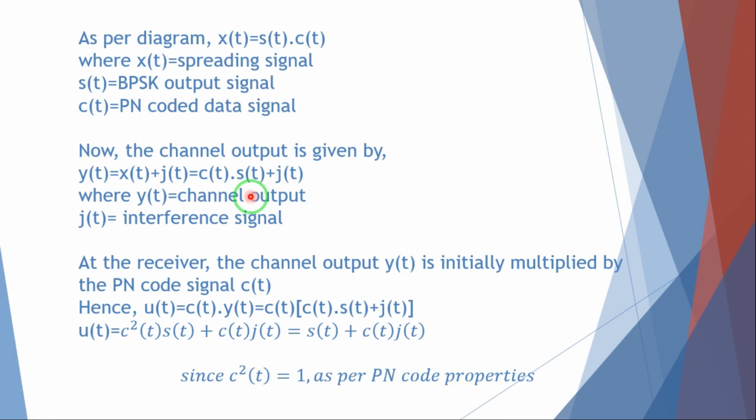At the receiver, the channel output Y of t is initially multiplied by the PN code C of t. So U of t is equal to C of t into Y of t. But Y of t is C of t into S of t plus J of t. If you expand this bracket, you get C square of t into S of t plus C of t into J of t. But as we know, C square of t is equal to 1 as per the PN code properties. So we can write U of t is equal to S of t plus C of t into J of t.